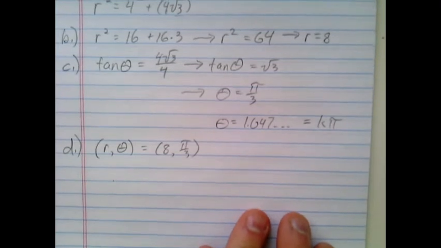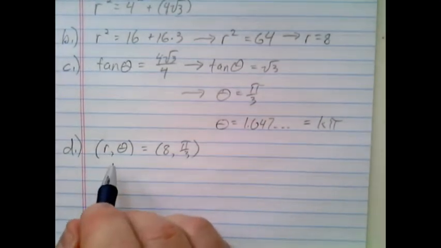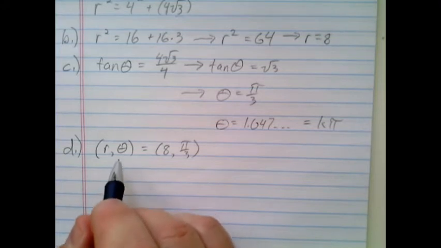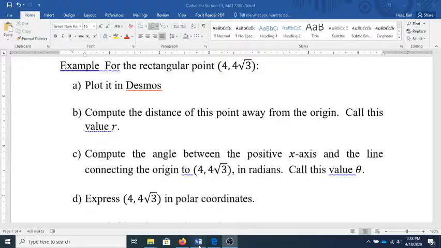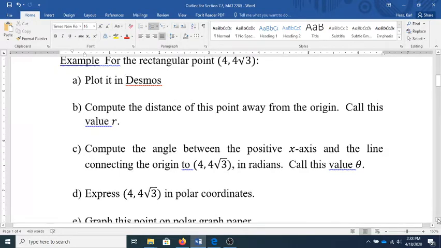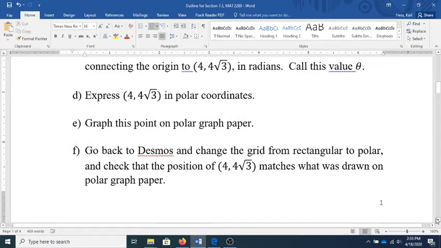These are what we call polar coordinates. Okay, the r value is what we would call the radial coordinate, and the theta is what we would call the angular coordinate. Alright, let's see where that puts us on our outline. Well, we just did part D. Graph this point on polar paper. Alright. So let's have a look at some polar graph paper here.